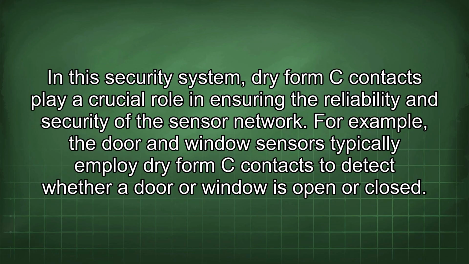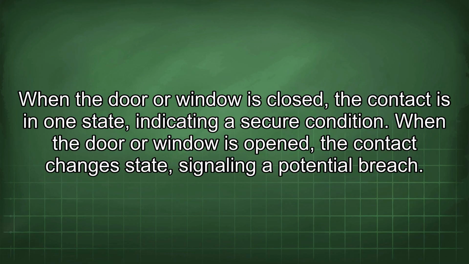In this security system, dry-form C contacts play a crucial role in ensuring the reliability and security of the sensor network. For example, the door and window sensors typically employ dry-form C contacts to detect whether a door or window is open or closed. When the door or window is closed, the contact is in one state, indicating a secure condition. When the door or window is open, the contact changes state, signaling a potential breach.